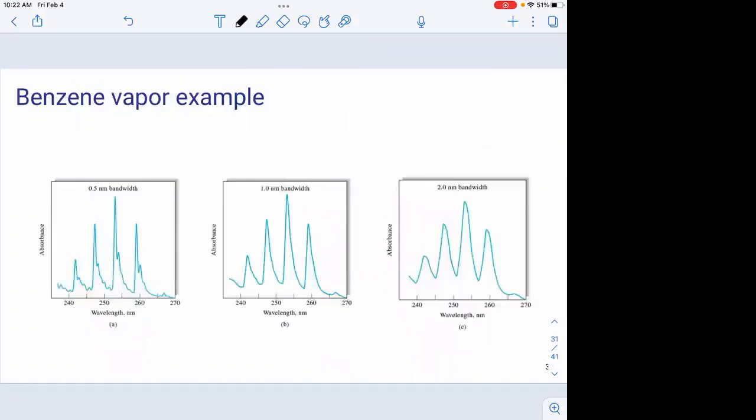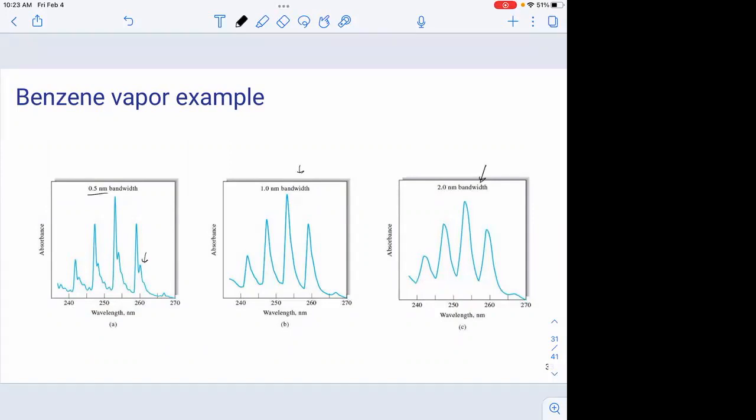And so an example, benzene vapor. If I'm looking at the absorbance of benzene vapor, I have a really small bandwidth for my monochromator. I can see peak resolution that's really excellent. As I increase the exit slit bandwidth, the resolution of this spectrum goes down pretty significantly.